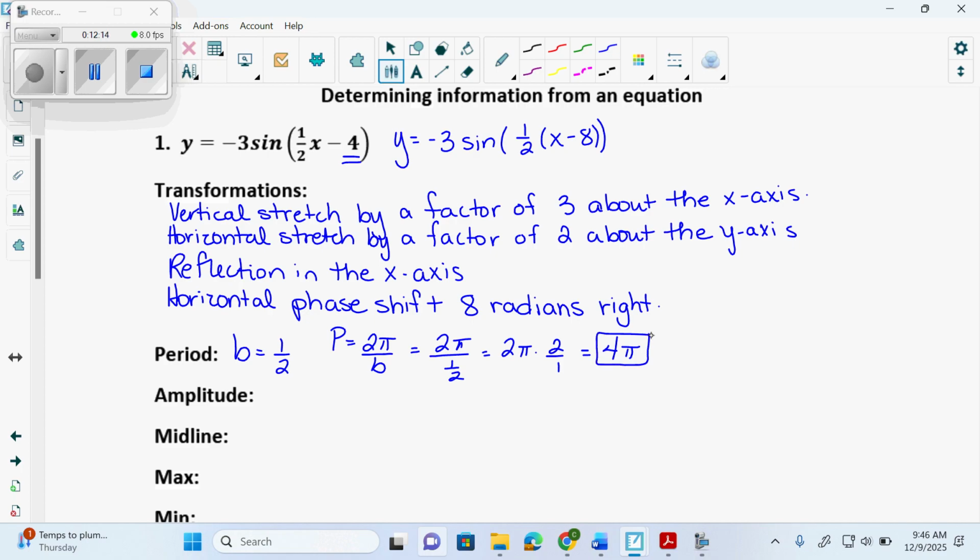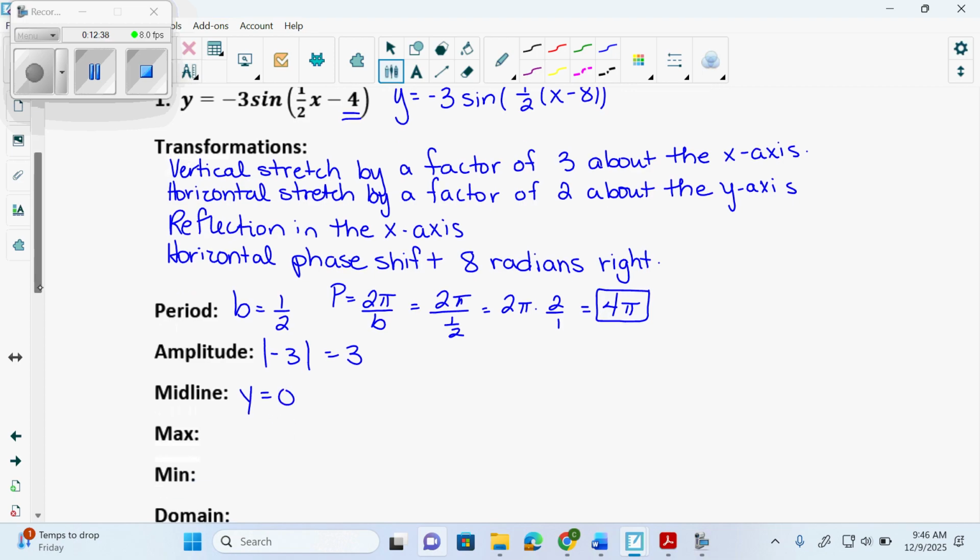Whew. What is my amplitude? Amplitude is what? 3. It's the absolute value of the A. So it's 3. Midline is the what? The D. What is the D? 0. So it's y equals 0. Check and see if you have y equals. If not, you are wrong.